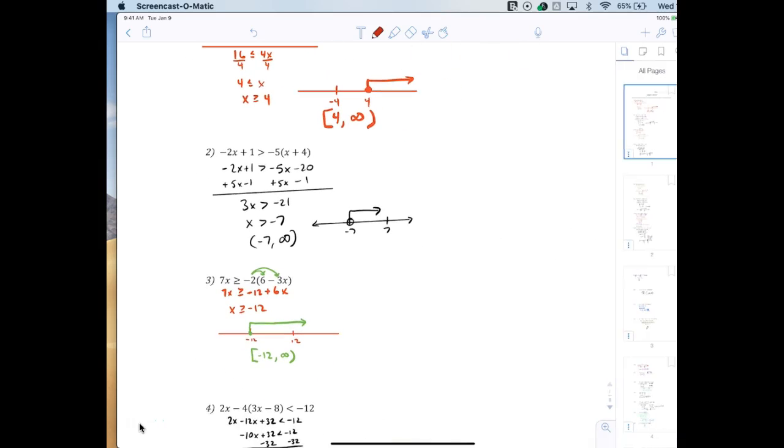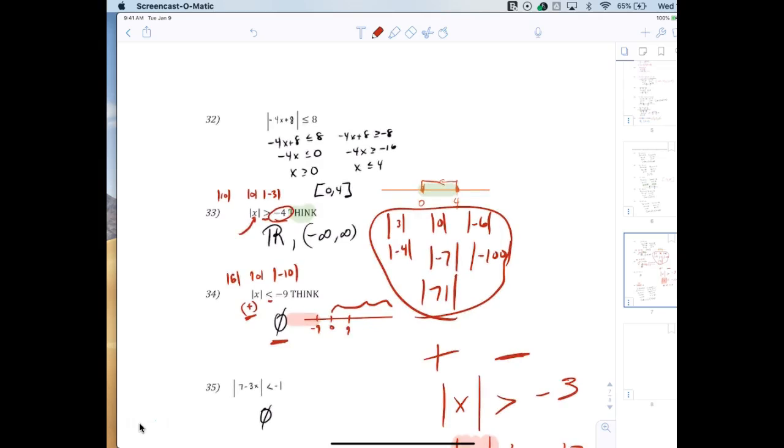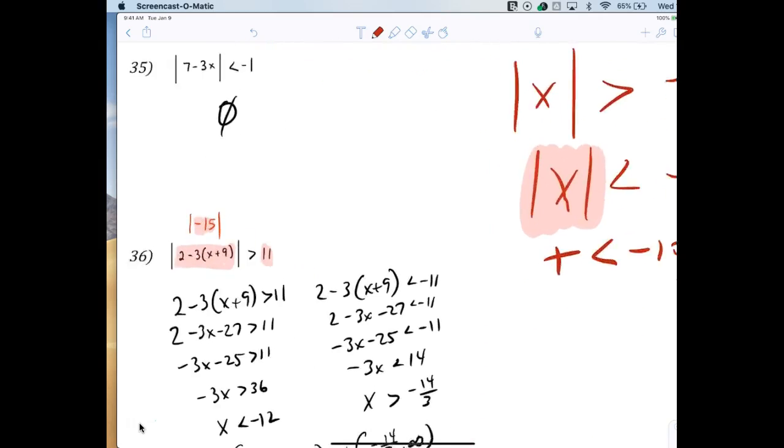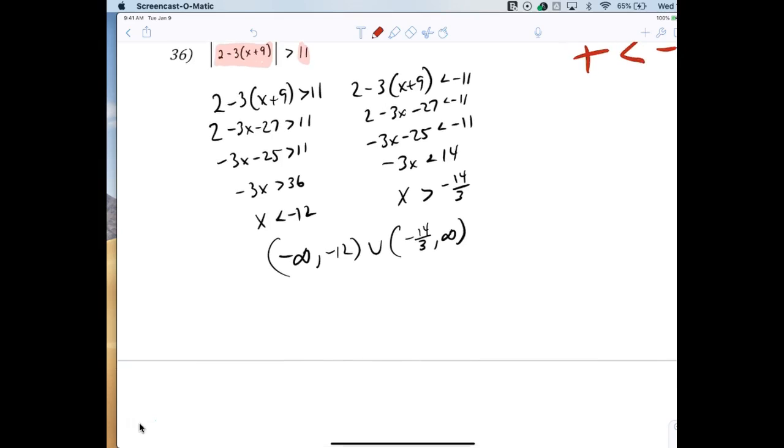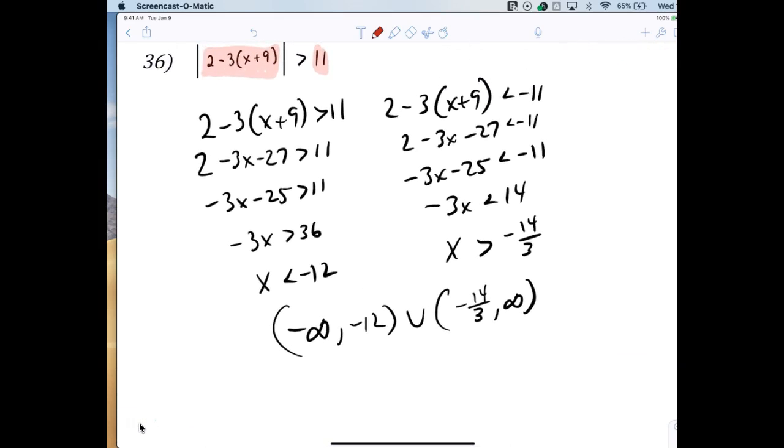Let's go to 36. Lots of algebra on that problem. That was a hard one. Please, everybody, look at that. What's inside the absolute value is greater than 11, and what's inside the absolute value is less than negative 11. And then it's just doing algebra, right? Distributing, combining terms, right? And the annoying part, you have to remember, if you divide by negative, you have to do what to the sign? Change it.